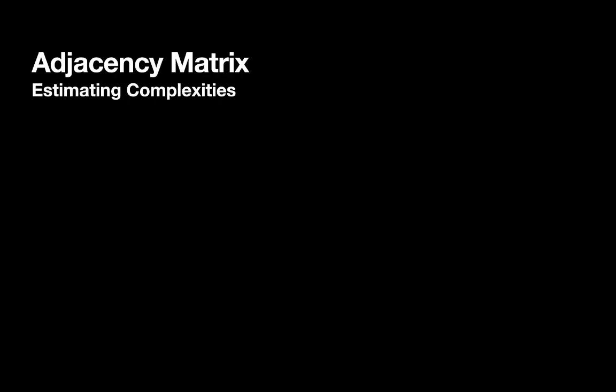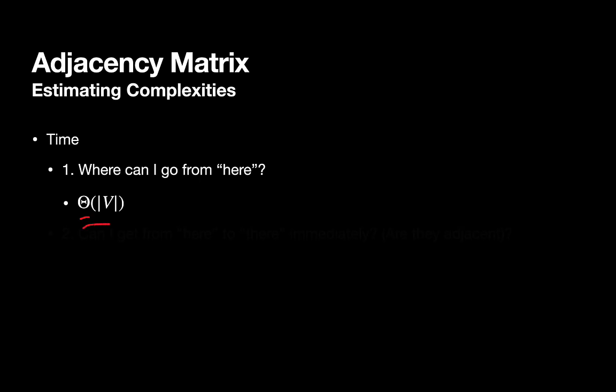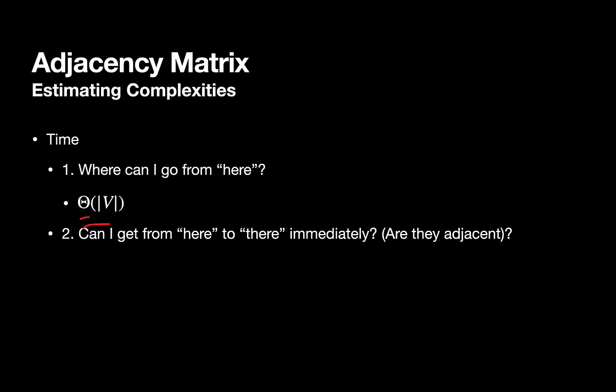Okay, so our adjacency matrix complexities, we've just outlined. Where can I go from here requires us going through an entire row or an entire column for a particular vertex to see all of the places it's connected to. We have to go through the entire row, so it's theta of the number of vertices. The other question, however, we do a little bit better at: can I get from here to there immediately, asking if two things are adjacent? That's just looking up a value in an array, so we can do that in constant time. The total amount of space used is quite a bit different here, though. The space is basically a square matrix of v by v, so it's the number of vertices squared.